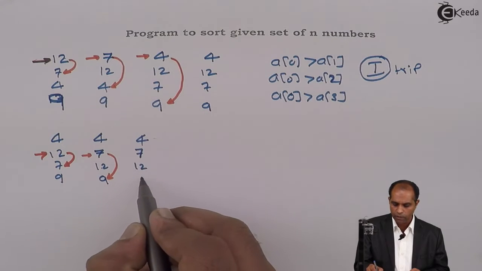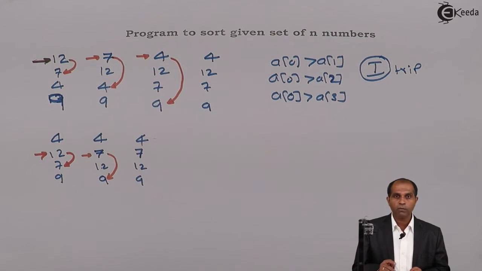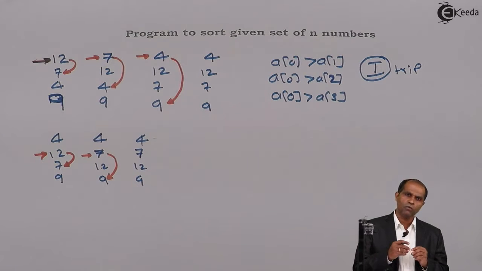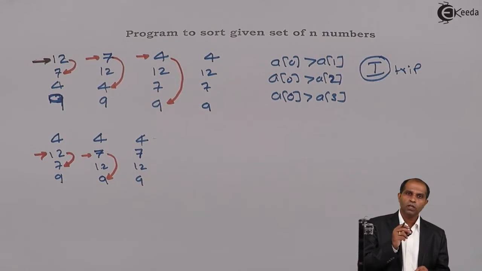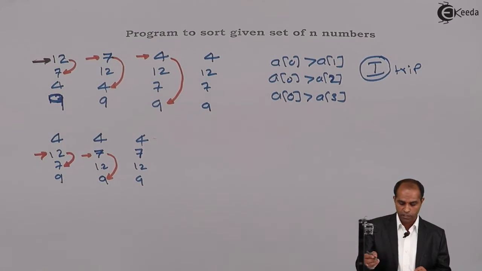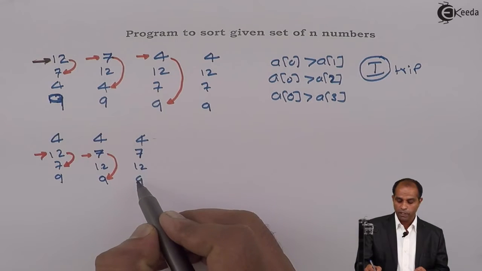4, 7, 12, 9. I have taken the numbers in a worst case, hence the operation might require more time. If you take any other set of numbers where the numbers are almost arranged, only one operation needs to be done. Then in that case, probably in the first operation itself the numbers might be arranged in ascending order. So we end this second trip.